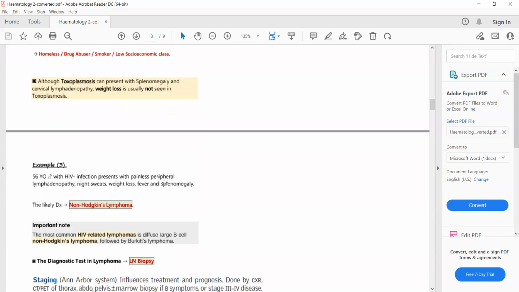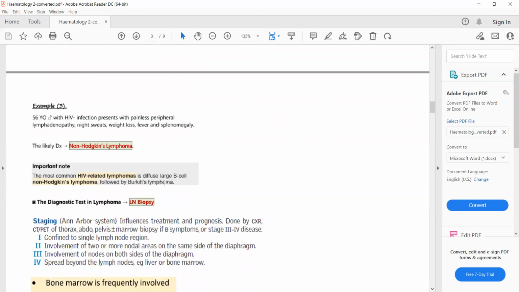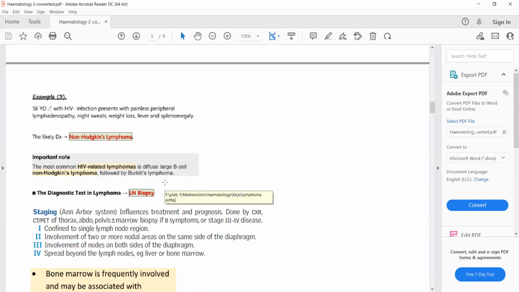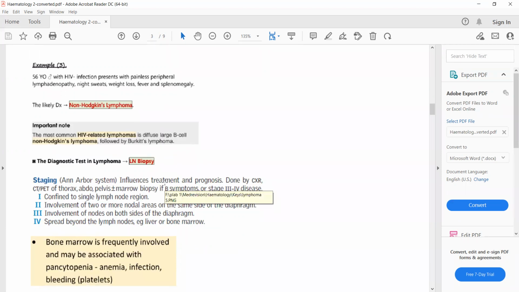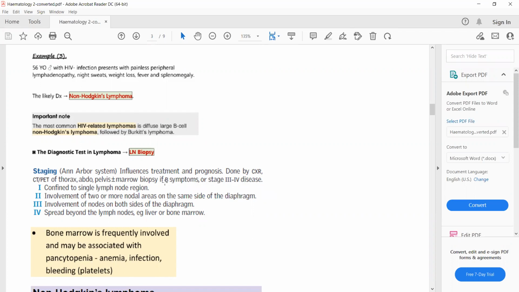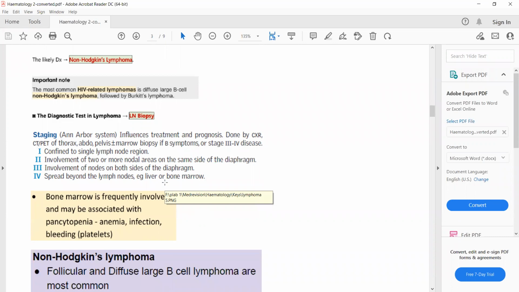The most common HIV-related lymphoma is non-Hodgkin lymphoma, and the type of non-Hodgkin lymphoma that is common in patients with HIV is diffuse large B cell lymphoma, followed by Burkitt's lymphoma. Diffuse large B cell lymphoma and Burkitt's lymphoma are types of non-Hodgkin lymphomas. The diagnostic test in lymphoma, we have already discussed, is lymph node biopsy, excisional biopsy of the lymph nodes. Now, how to stage lymphomas? This is just for your knowledge.